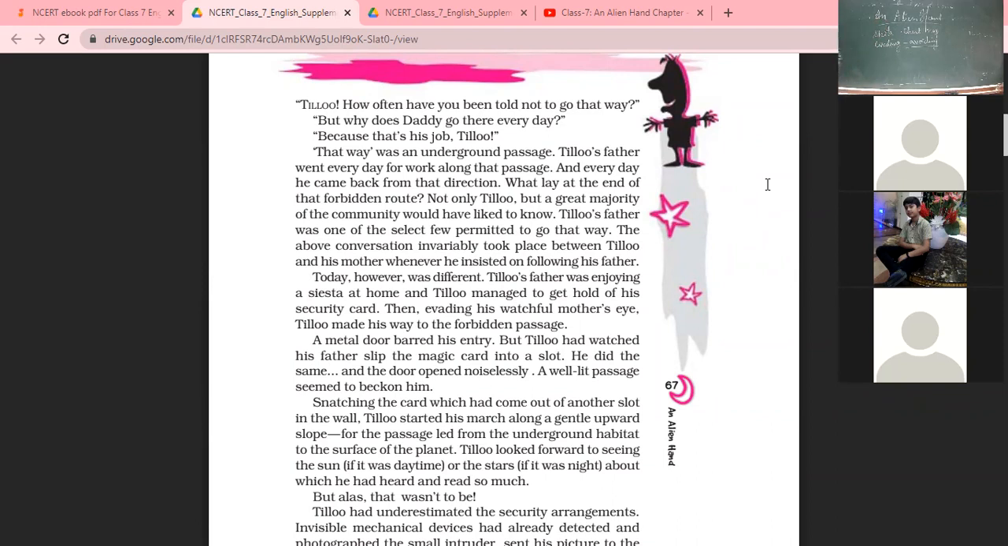Wrong it is. A metal door barred his entry, but when he had to go to that secret passage, there was a metal door that stopped the entry. But Tilu had watched his father slip the magic card into a slot. Tilu, a very smart boy, knew that to go inside the secret passage, he would put his father's card into a slot.